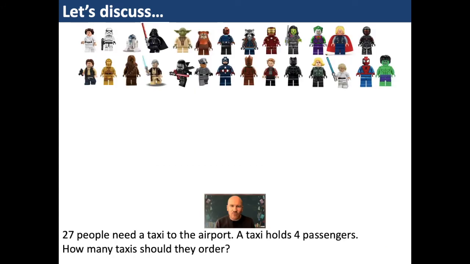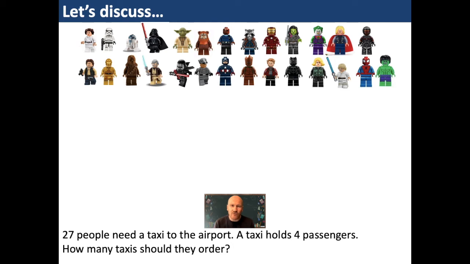Let's have a look at the final problem together. 27 people need a taxi to the airport. A taxi holds 4 passengers. How many taxis should they order? So there's my 27 people waiting on a taxi. And this time is slightly different because I don't know how many parts to split that into. I don't know the number of taxis I need.